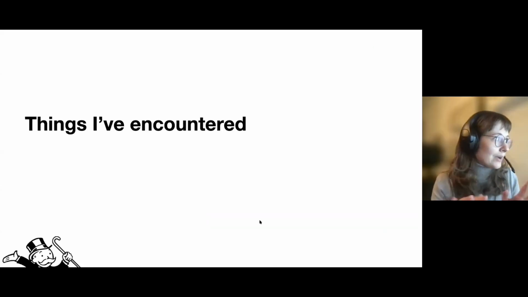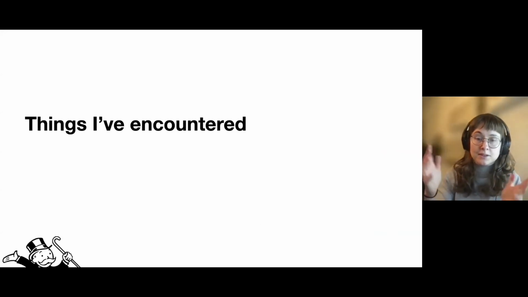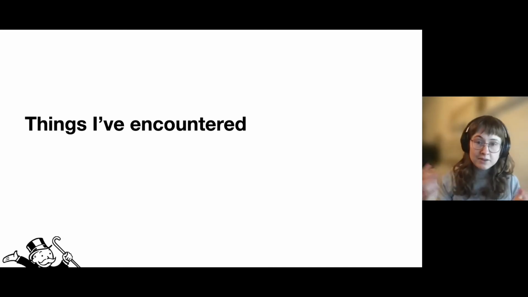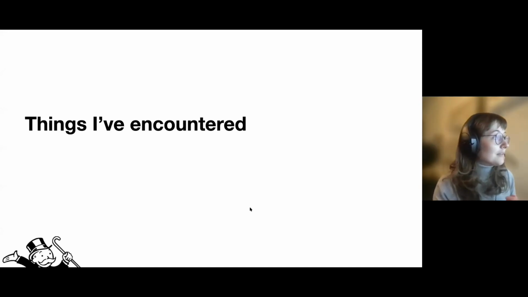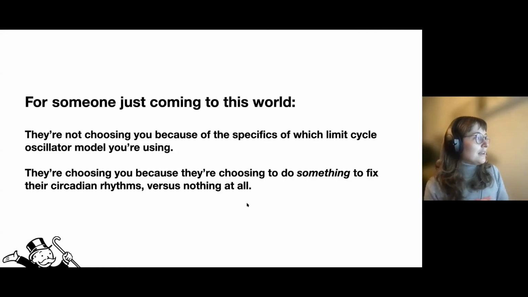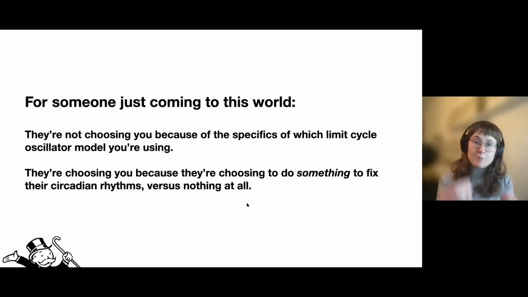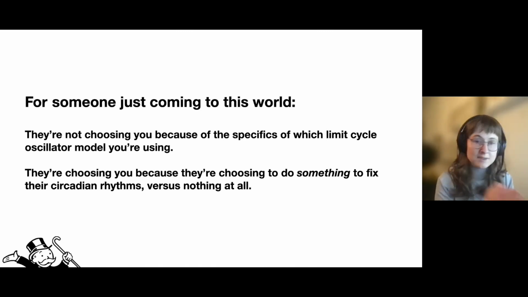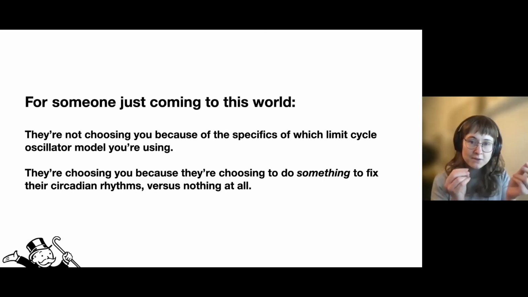My final point is that I've encountered a lot of viewpoints and conversations with business type people. Some of their takes on the importance of sleep and circadian rhythms, I think, are just not right. But one thing I think somebody said that really resonated with me that I just want to pass along here is that for people just coming to this world, they're not choosing limit cycle model A over limit cycle model B. They're choosing to do something to fix their circadian rhythms versus nothing at all. That's the hurdle we're crossing, is something versus nothing.